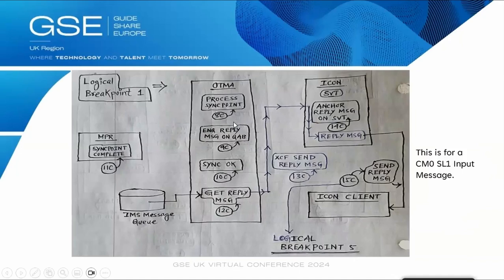Okay, so we go back to logical breakpoint 1 once more and continue on with our journey from there by taking a look at the CM0 protocol. So we are almost at the end. We have completed the CM1 protocol and now we are at the CM0 protocol.